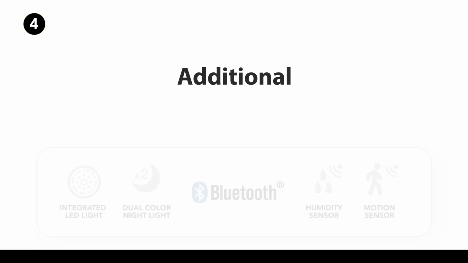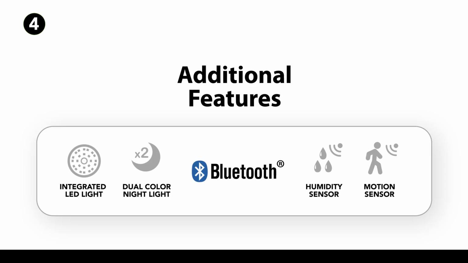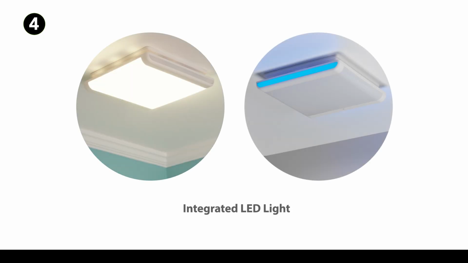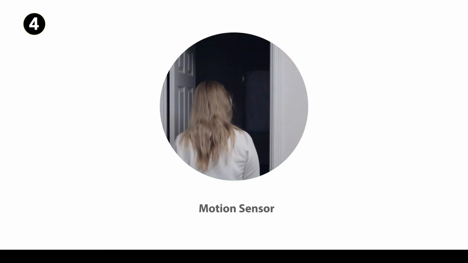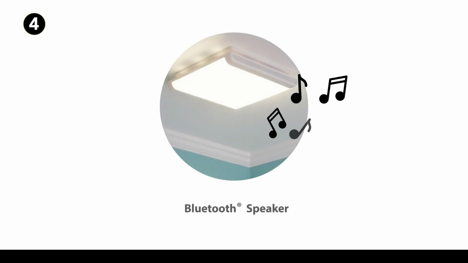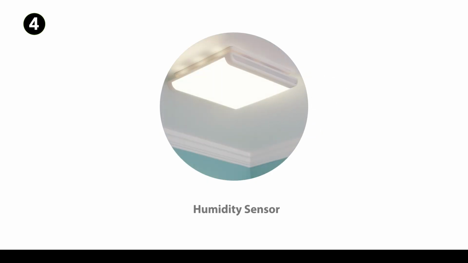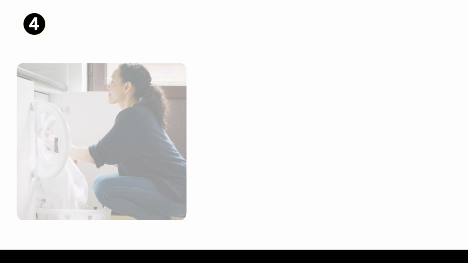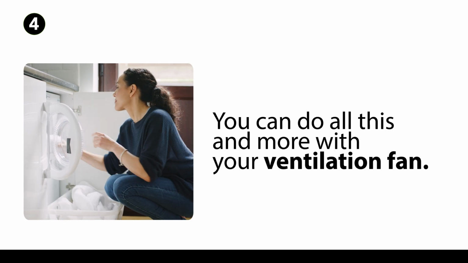Finally, the fun part. Now that you've narrowed down the essentials of your next ventilation fan, it's time to decide which additional features you can't live without. With an integrated LED light, you can brighten up the room, or a motion sensor can turn the light on for you. You can also listen to your favorite music with a built-in Bluetooth speaker. An automatic humidity sensor can keep your bathroom fresh all day long by automatically turning itself on and off based on the humidity level. You can do all of this and more with your ventilation fan.